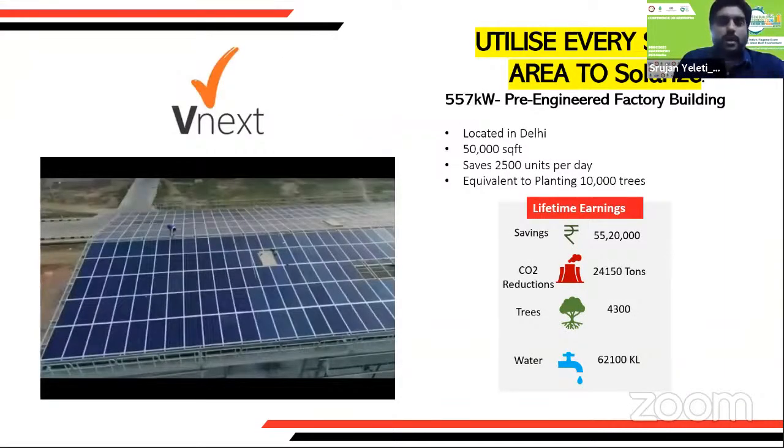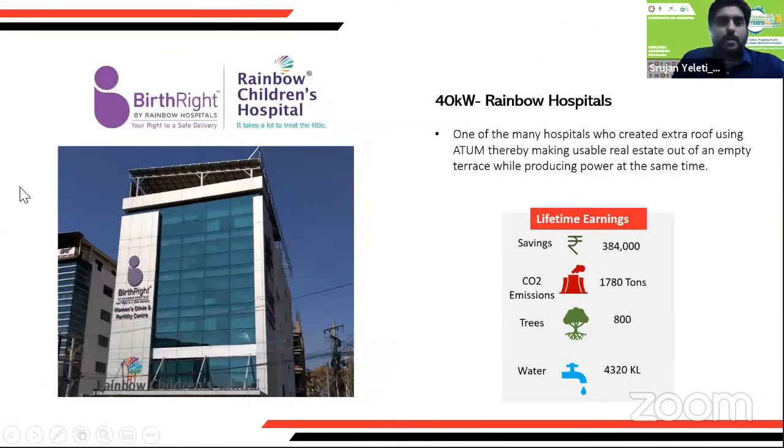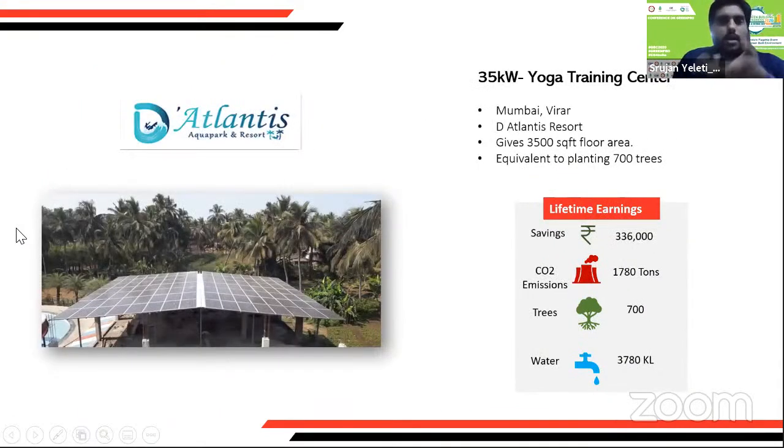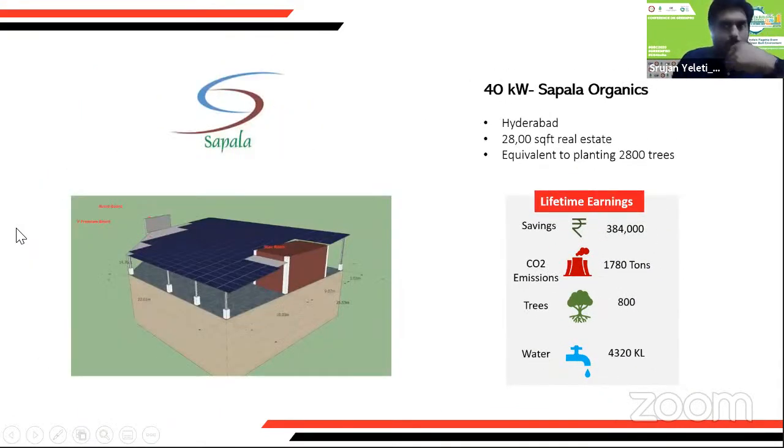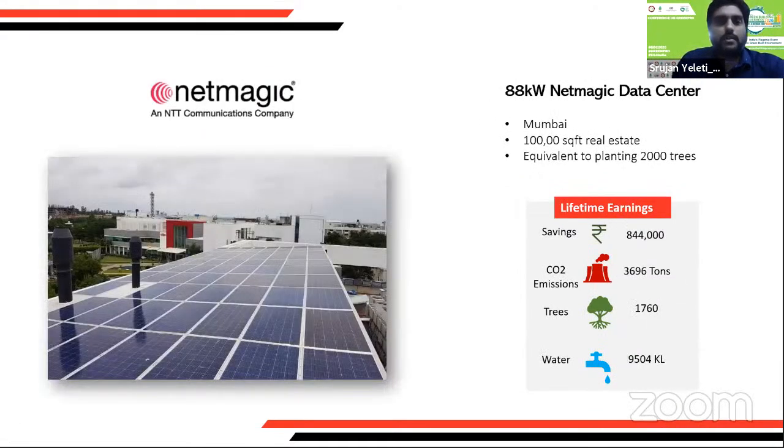Similarly, a food processing unit and a printing press. This is a hospital. They raised the roof and constructed a nice isolation ward, which they are using now in COVID times. And this is a yoga center in a resort. Pharmaceutical companies are using the roof area like this.